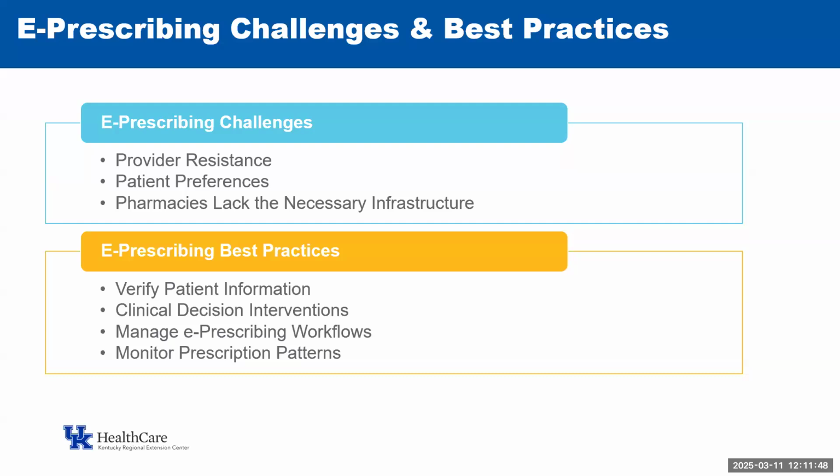Lots of EHRs have clinical decision interventions and workflows available. We encourage you to make sure those are all enabled so that they have those in front of them. Those support tools include things like checking for drug interactions with whatever's on the patient's medication list, making sure there's no interference with any medication allergies and/or food allergies, or any other contraindications prior to prescribing.